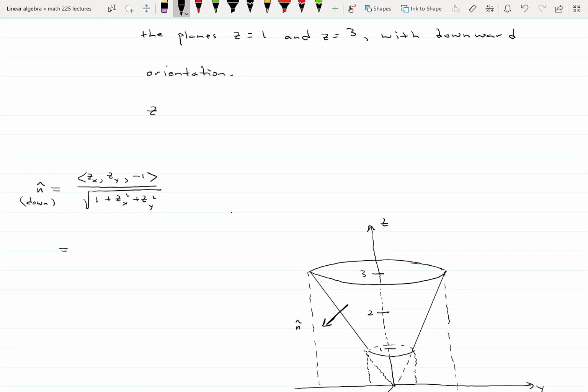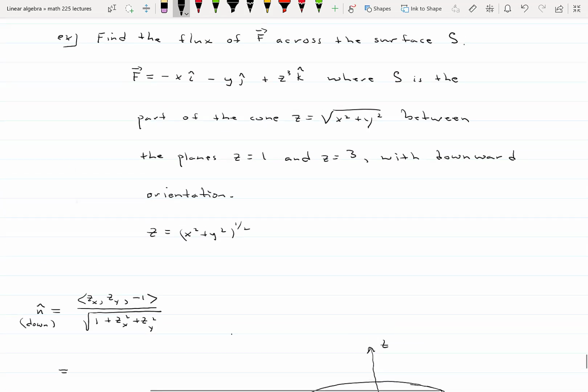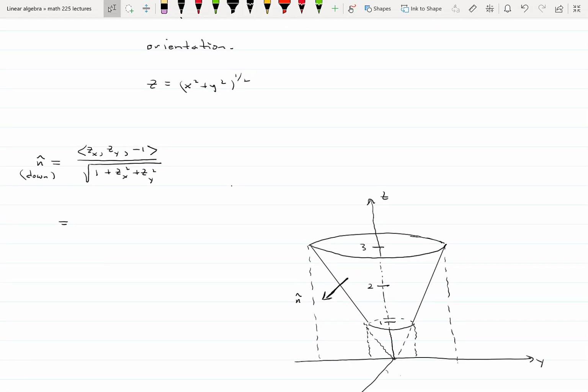Well, the function is z equals x squared plus y squared to the 1/2, I believe. That was it. Yeah. Okay. So z sub x is 1/2 times x squared plus y squared to the negative 1/2 times 2x, or if you will, x over the square root of x squared plus y squared. So z sub y will be similar. It'll have y in the numerator.